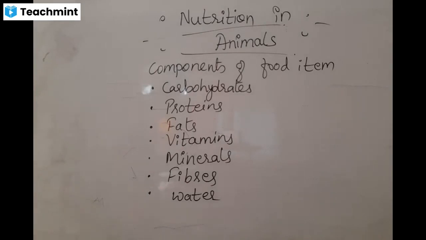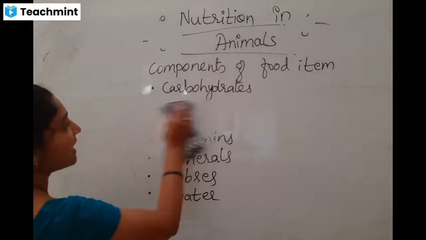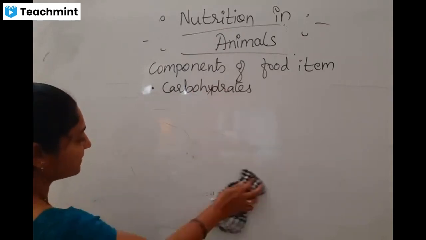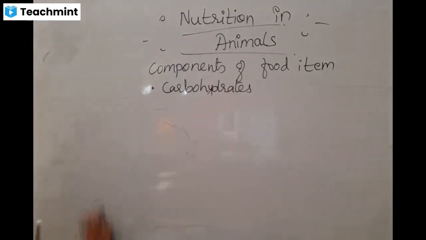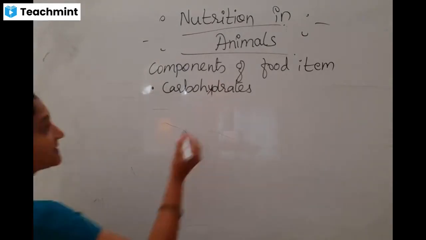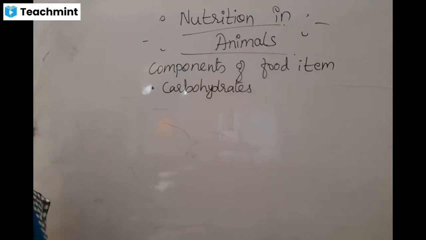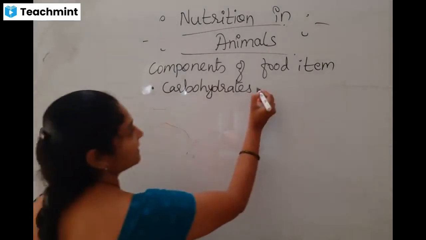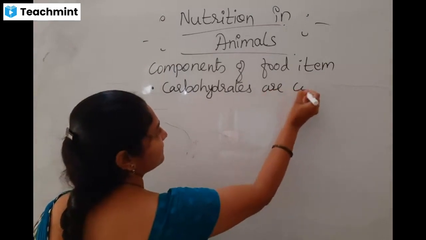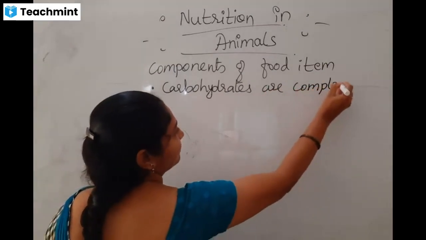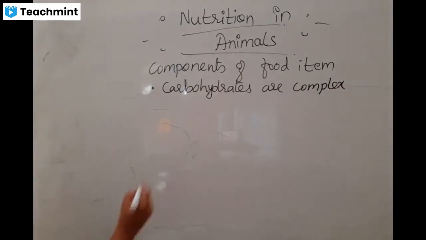Okay, next point, the components of food such as carbohydrates are complex. Next we will discuss them one by one here. Especially carbohydrates, these are very complex food. Carbohydrates are what? Complex food or complex substance. Write down here: carbohydrates are complex substances.